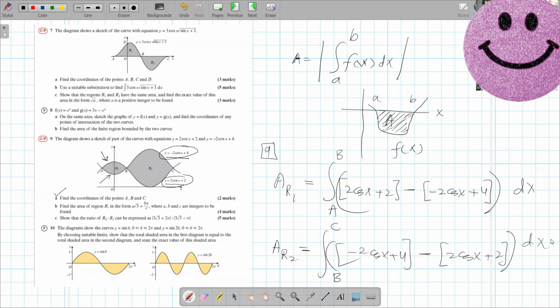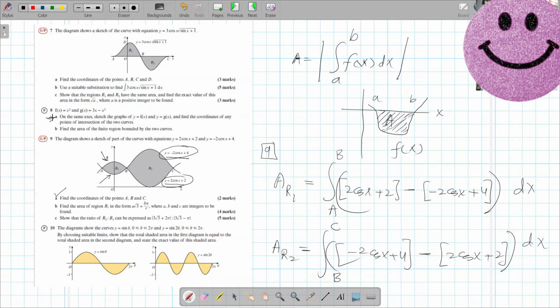So which question should we do now? What about when you don't know which one is the upper curve and which one is the lower curve? Question 8. For A, you don't get a diagram. So how would you know which one is the upper curve and which one is the lower one? Just look at the graphs.